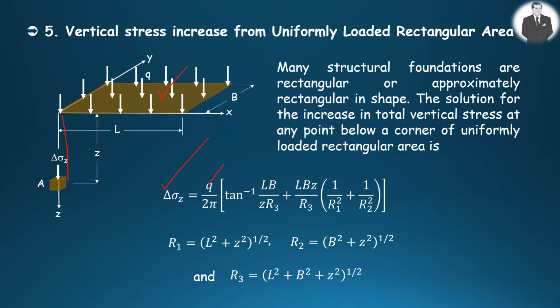L and B are the length and the width of the loaded rectangular area. Z is the depth at which the stress increase needs to be calculated. R sub 1, R sub 2, and R sub 3 are dependent on L, B, and Z as shown.